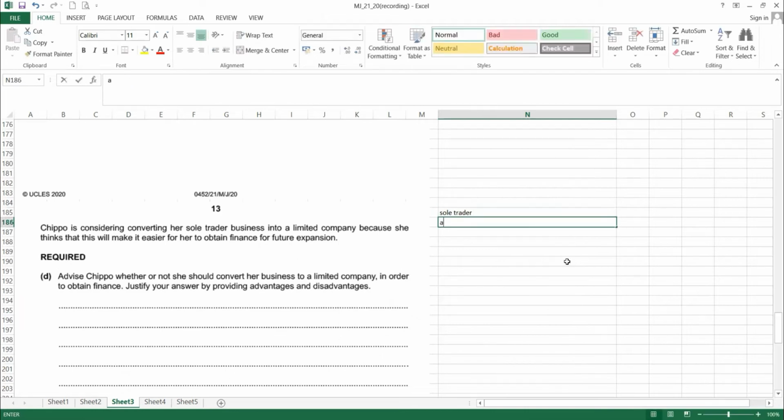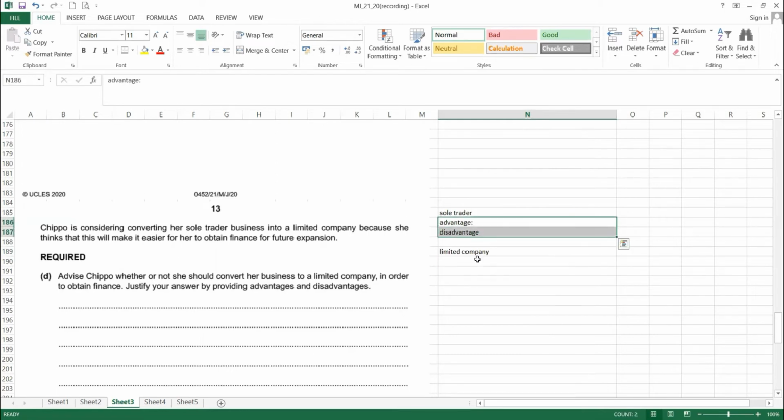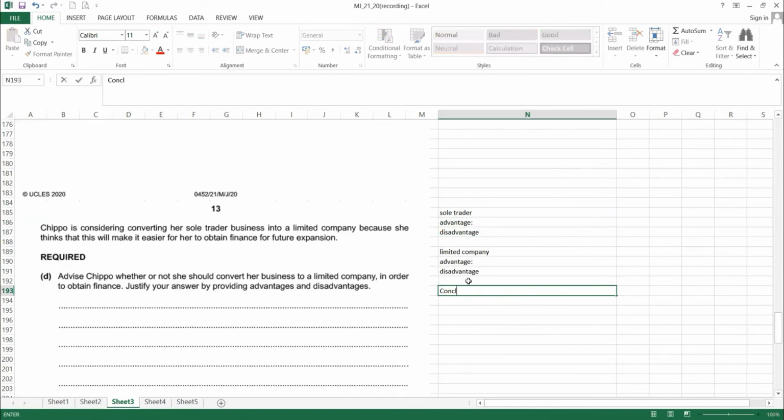So for 4 marks, you talk about the sole trader: one advantage, what is the advantage as a sole trader? What is the disadvantage of a sole trader? Here, one gives you 2 marks. Next is the limited company. What is the advantage? What is the disadvantage? But as I say, when you talk about advice, a conclusion must be there. What is your recommendation or what is your conclusion? What do you want to recommend?